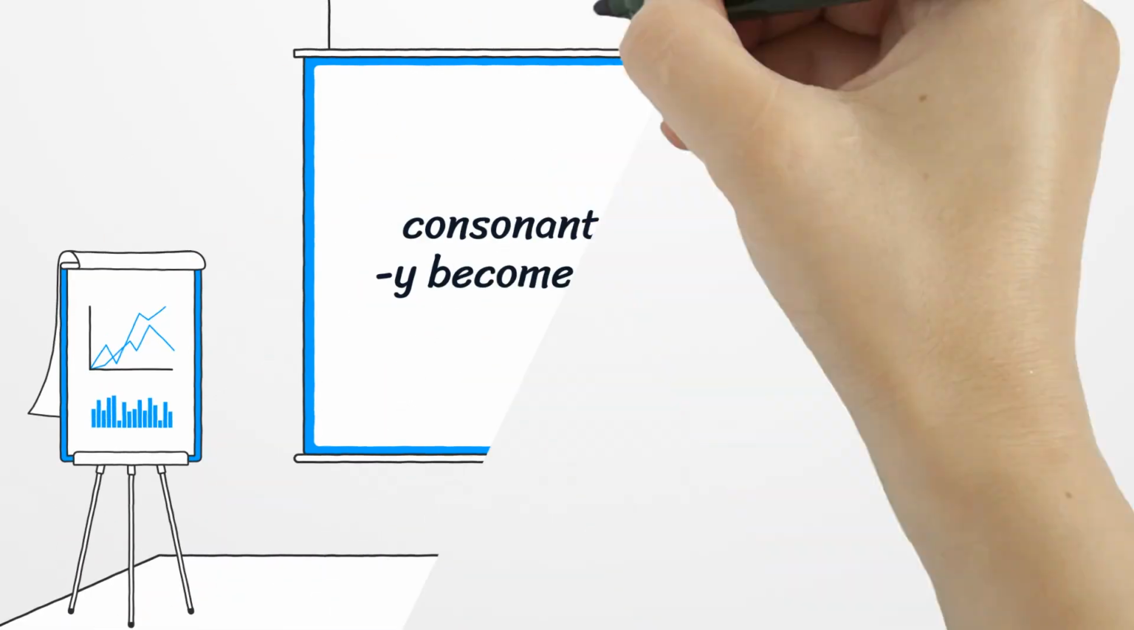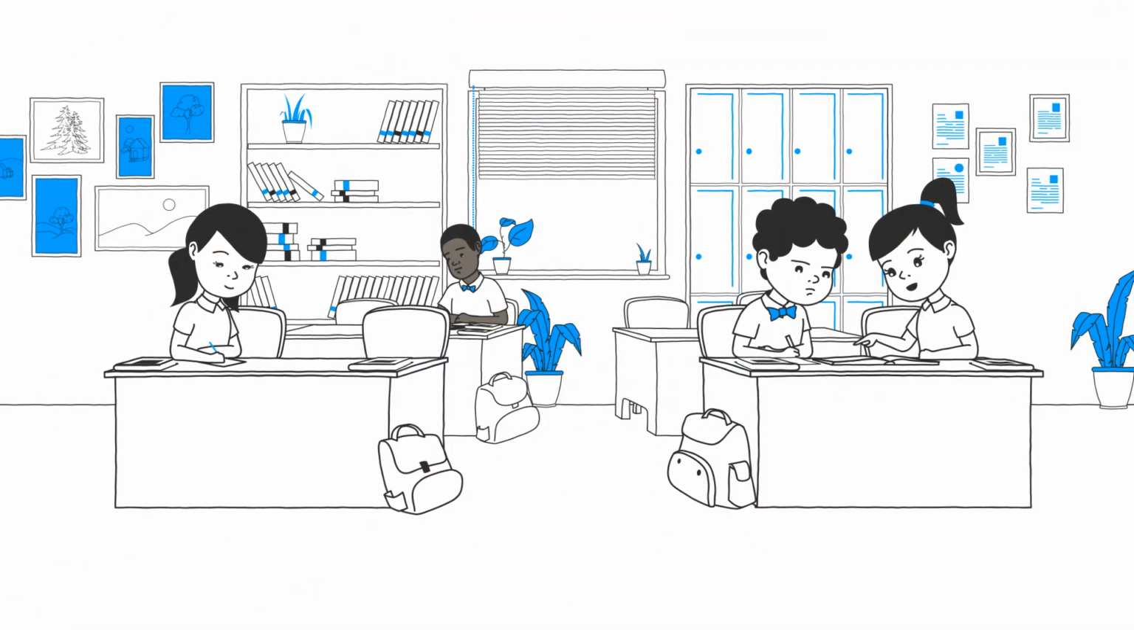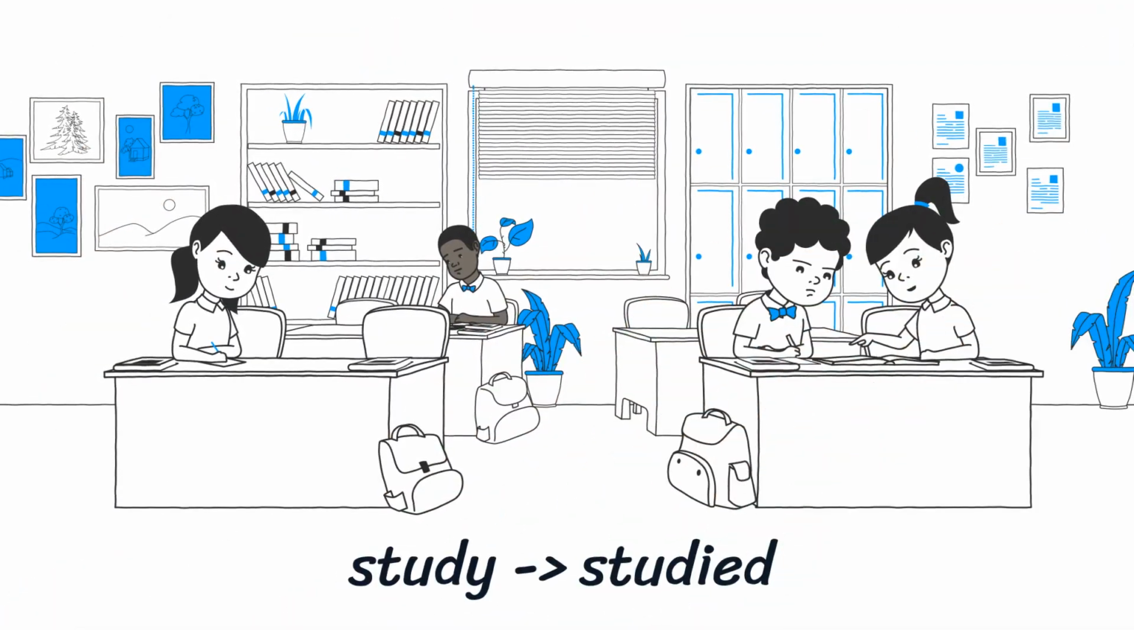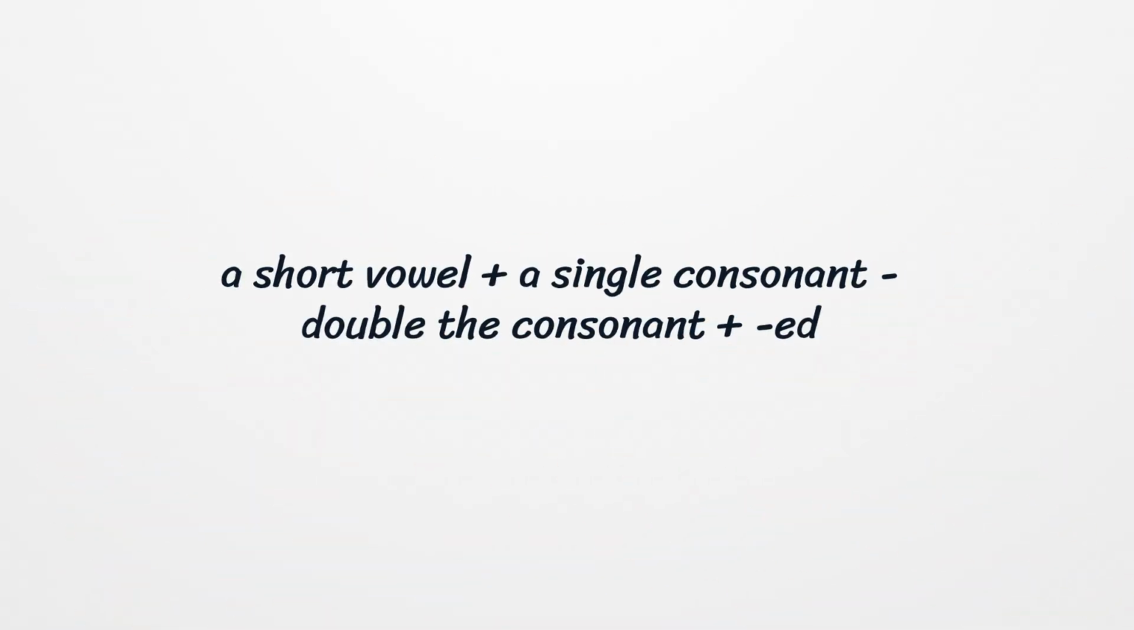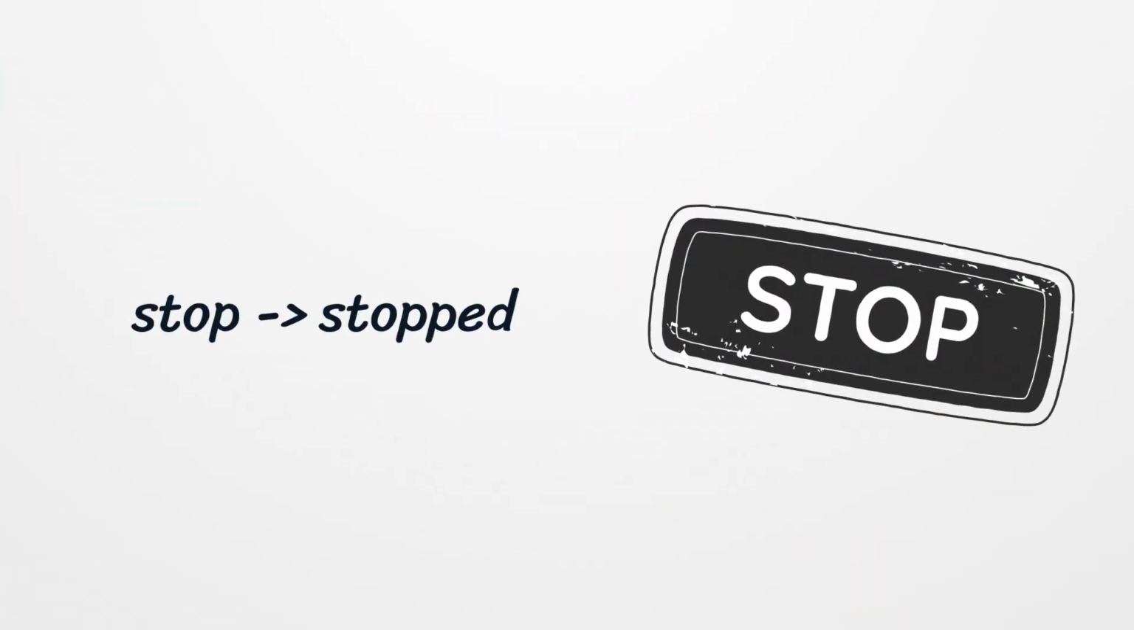For verbs ending in a consonant plus y, change y to i and add -ed. For example, study, studied. Just a spelling reminder for you. And for verbs ending in a short vowel plus a single consonant, double the consonant. Like stop, stopped, for example.